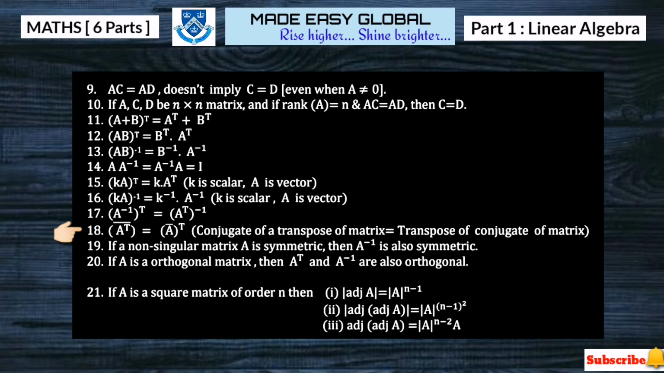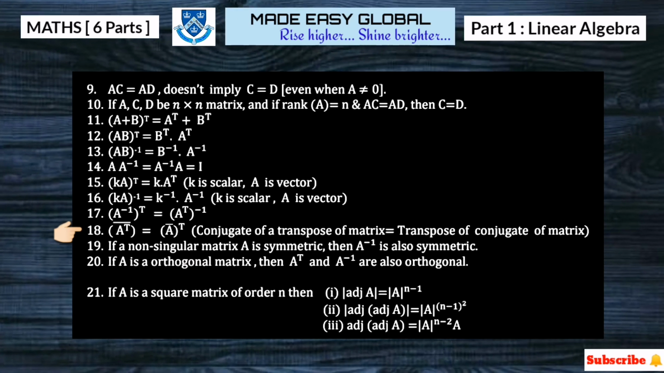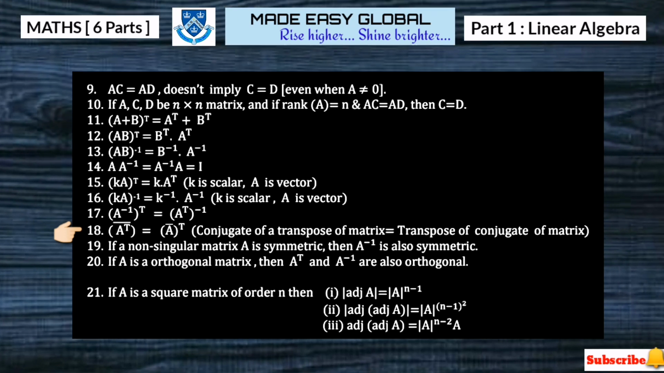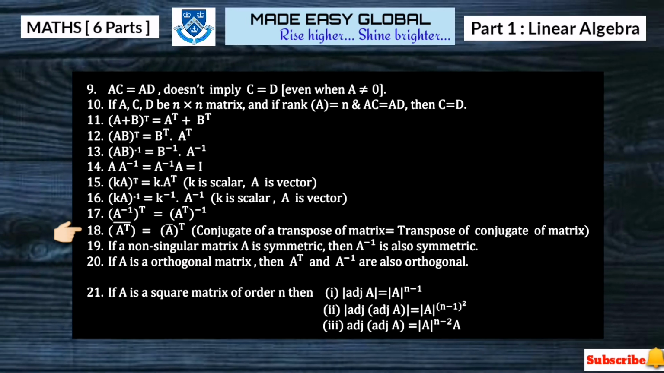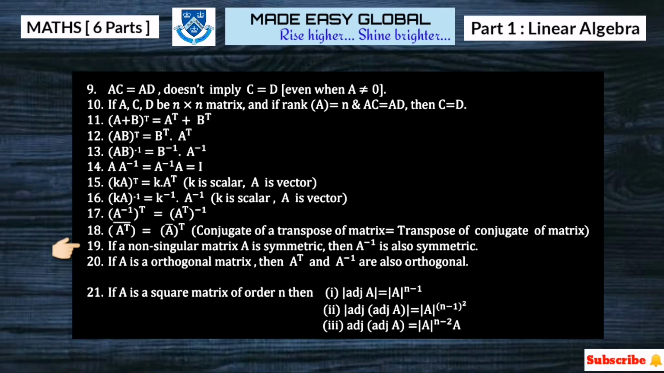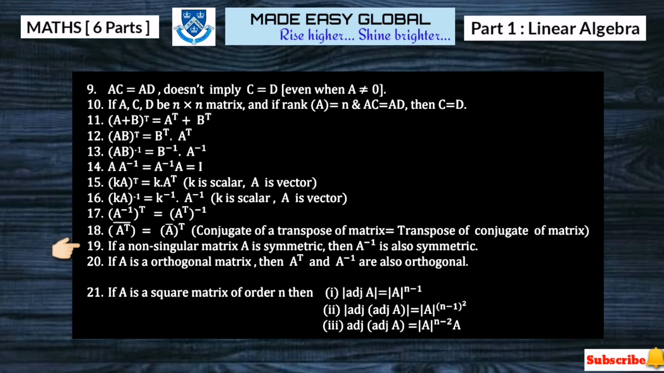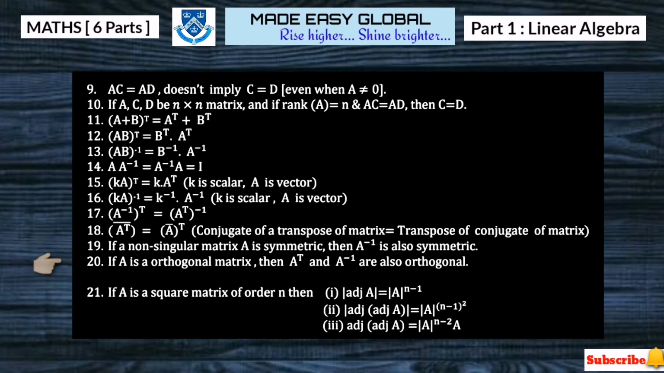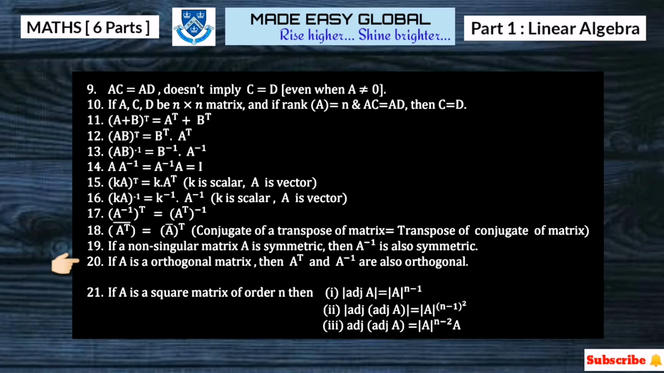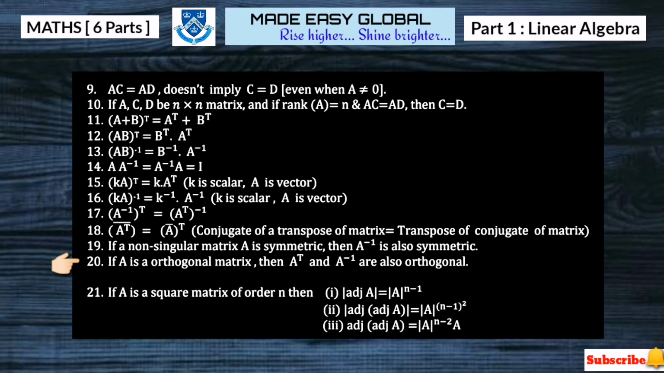Then (A transpose) bar is equal to (A bar) transpose. Here the conjugate of a transpose matrix is equal to the transpose of a conjugate matrix. Then if a non-singular matrix A is symmetric, then A inverse is also symmetric. Then if A is an orthogonal matrix, then A transpose and A inverse are also orthogonal.